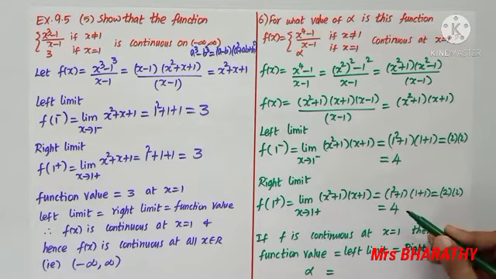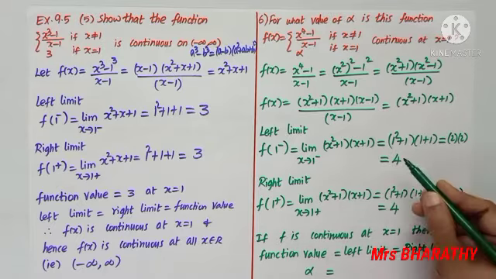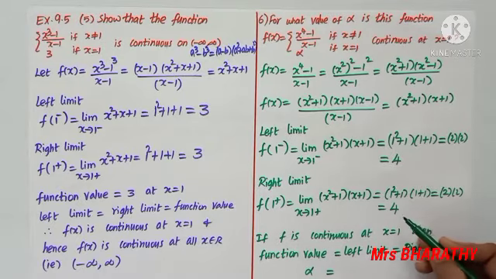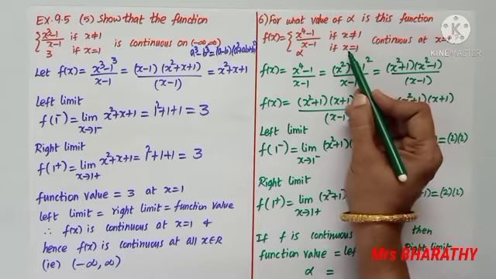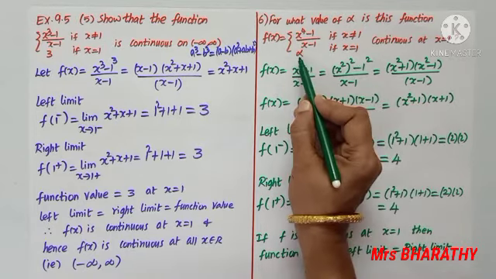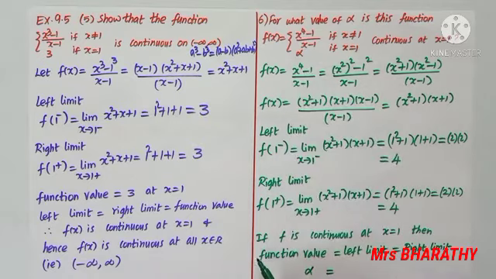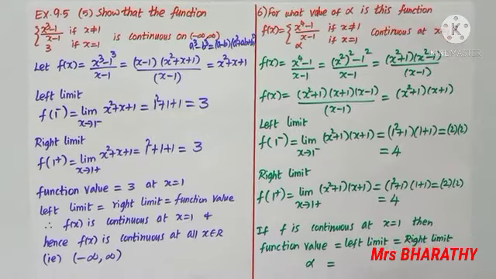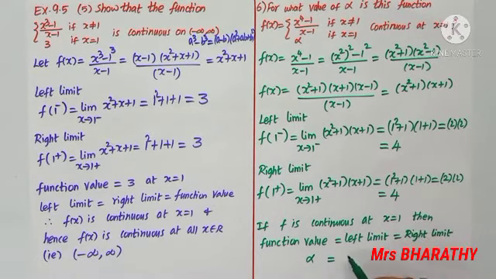The left and right limit lead to 4. Function value is also 4. What is the function value according to the statement? At x is equal to 1, the function value is alpha. So the function value we have written alpha, and the left and right limit lead to 4. So we get alpha value is 4.